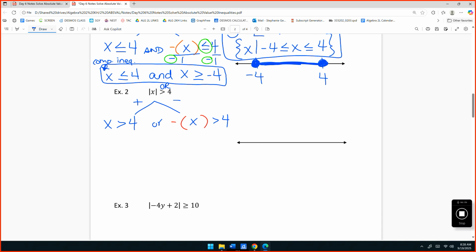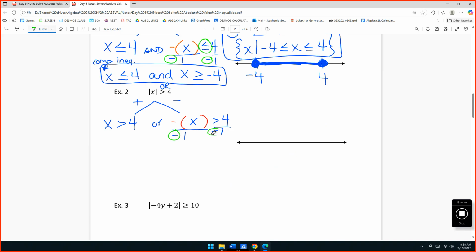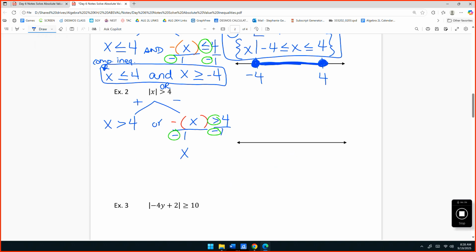So left side's already solved. On the right side, I'm going to have to divide by -1. And dividing by a negative means a sign flip is going to occur, right? So this will be x, not greater than, but less than 4 divided by -1 is -4. Okay, so my compound inequality, it's not greater than. X is greater than 4, or x is less than -4. That's not the solution, that's the compound inequality.